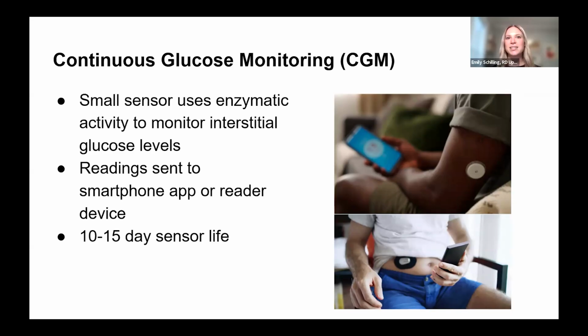Now, this is a diabetes networking group, so I'm going to assume that most of you are familiar with CGMs, but in brief, a CGM is a small sensor that uses enzymatic activity to continuously monitor interstitial glucose levels. Those levels or readings are then sent to a smartphone app or a separate reader device for the person wearing it to see their numbers throughout the day. The current sensors on the market have between a 10 and 15-day sensor life. So roughly every 2 weeks, you are removing that sensor and putting on a new one.